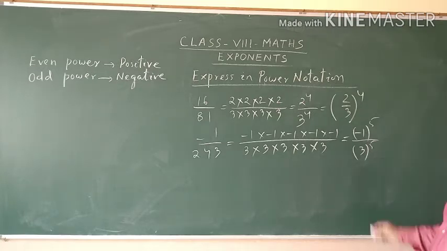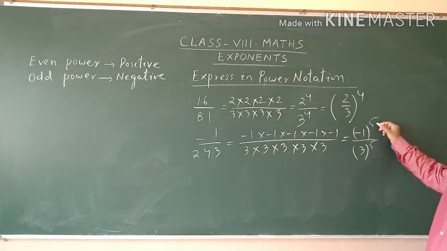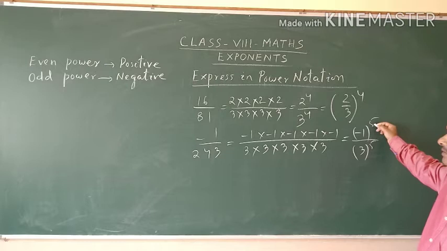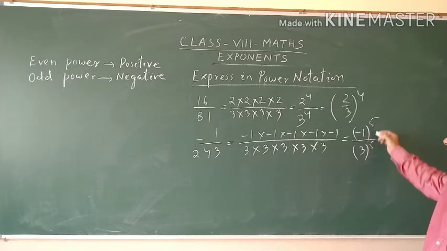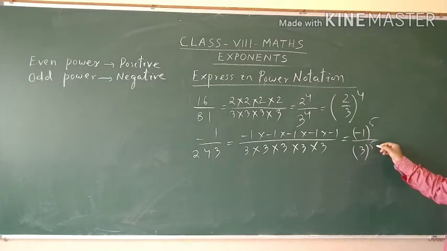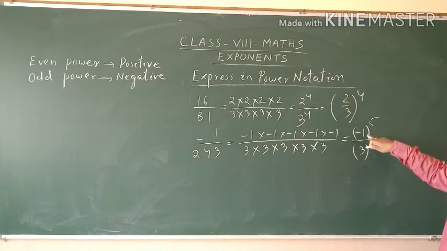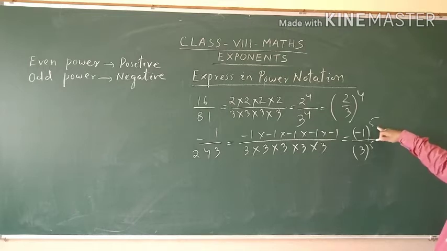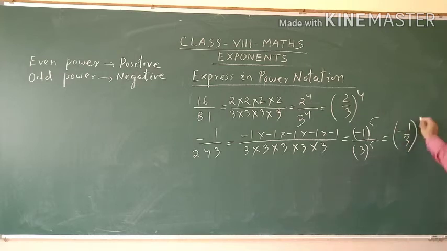As you know, if the power is a negative number, the answer will come negative. So here the power is negative, here 5, and here the power is also a negative odd number. If the power is an odd number, the answer will come negative, and if the power is an even number, the answer will come positive. So minus 1 upon 3 to the power 5 is in the power notation form.